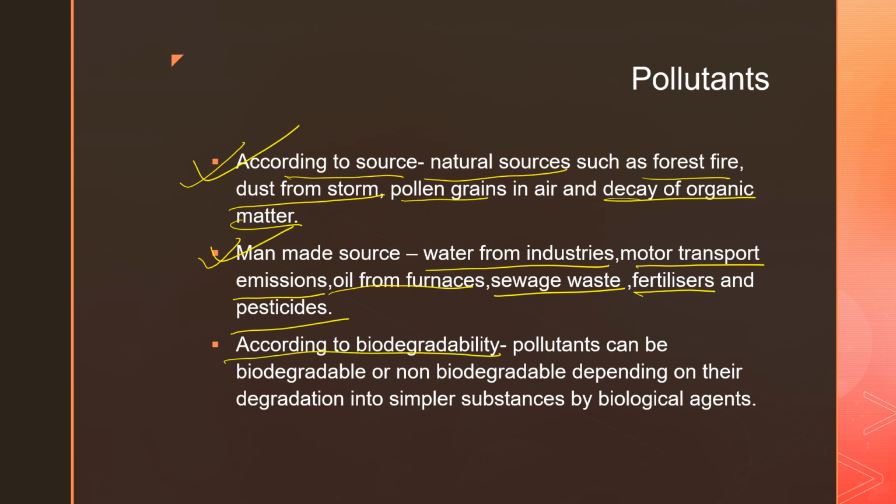Now, according to biodegradability, pollutants can be biodegradable or non-biodegradable, depending on whether they degrade into simpler substances by biological agents. So depending on whether their degradation into simpler substances by biological agents is happening, the pollutants can also be divided. So they can be biodegradable, or they can be non-biodegradable. So let us move on to the next part.